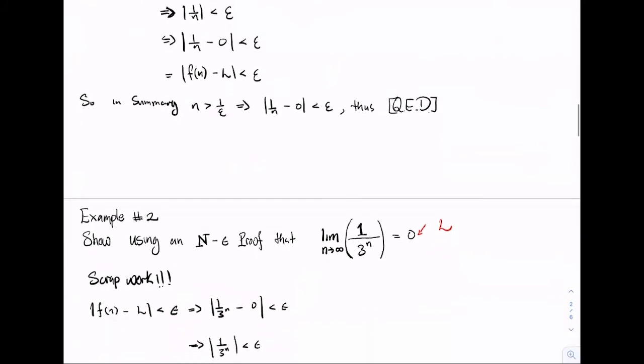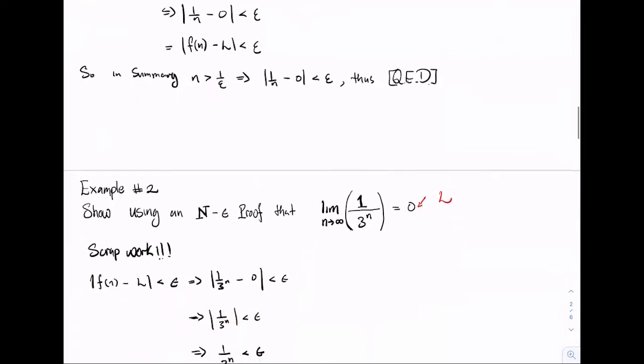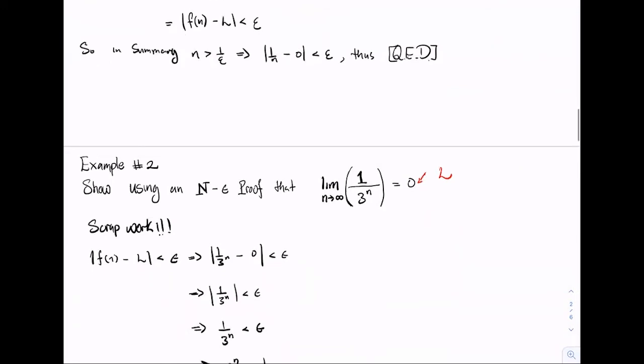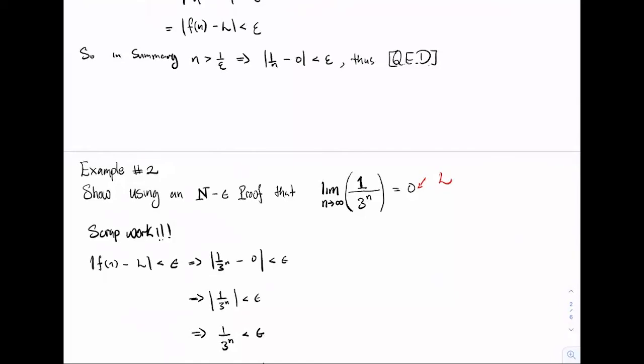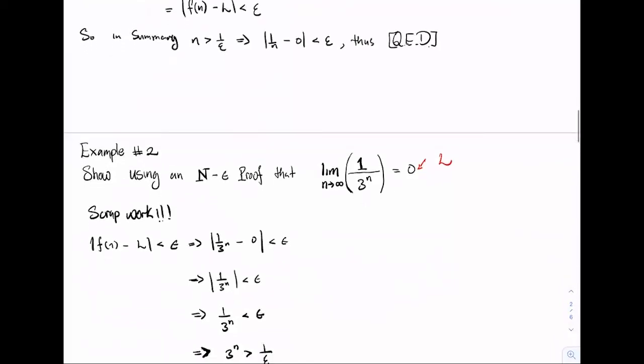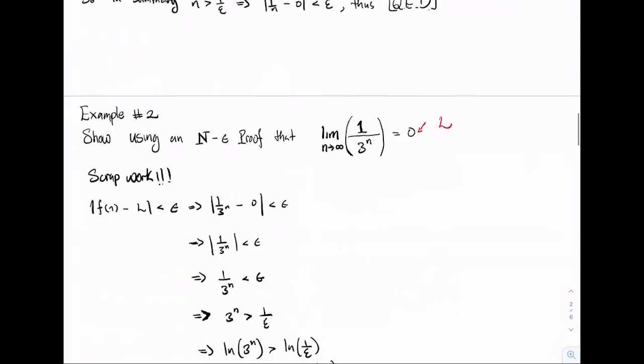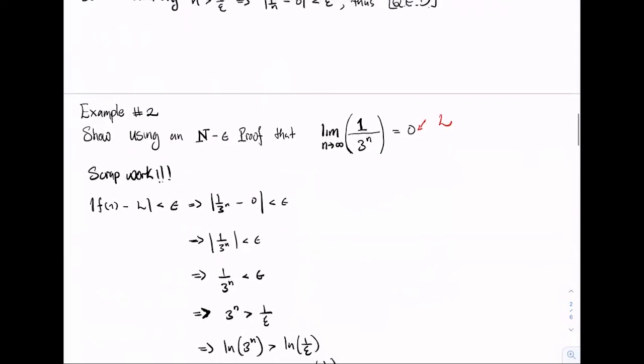So let's go. Our next step would mean that 1 over 3 power n is less than epsilon, which means that we can remove the modulus now because we know that the expression is positive. So removing the modulus gives us 1 over 3 power n is less than epsilon. Now I'm going to transpose for n. So this means 3 power n is greater than the reciprocal of epsilon. Thus, we can now take the log of both sides, which means that ln of 3 raised to the power n is greater than ln of the reciprocal of epsilon.